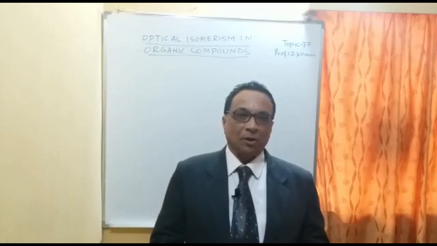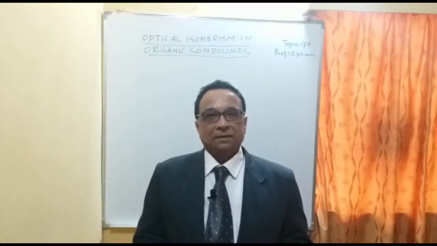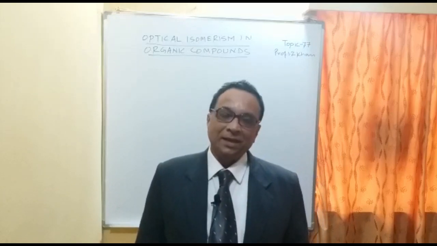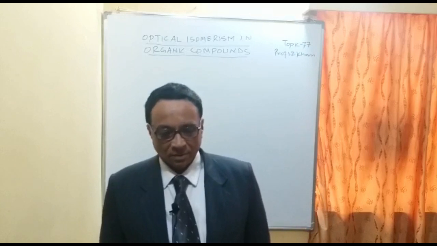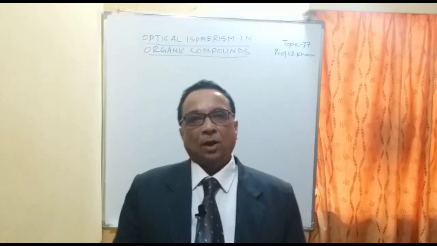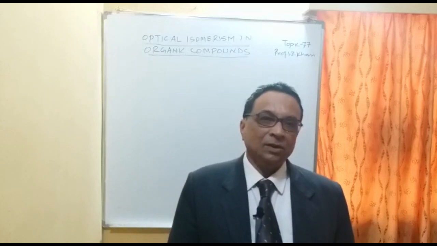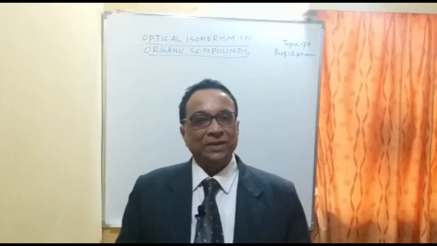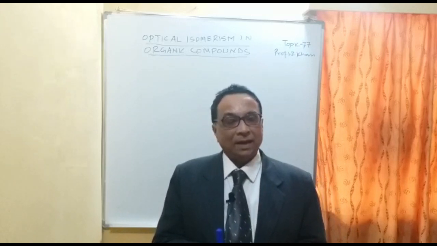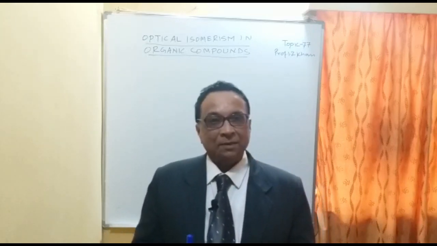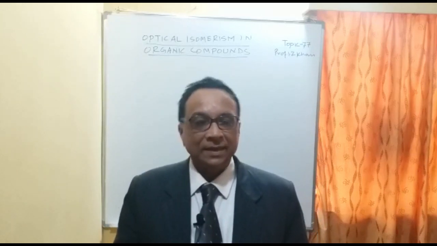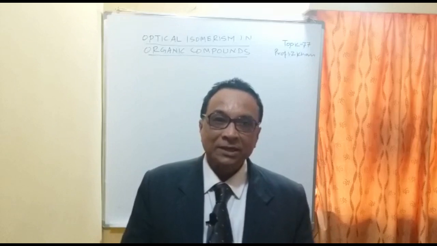When I am talking of optical isomerism, it means the compound which is capable of rotating plane polarized light either to the right direction, that is called dextrorotatory, or the left direction, called levorotatory. So those organic compounds which are capable of rotating the plane polarized light are called optically active compounds. And if the same organic compounds are not capable of rotating the plane polarized light, they are called optically inactive.